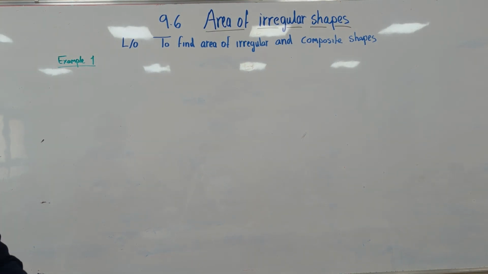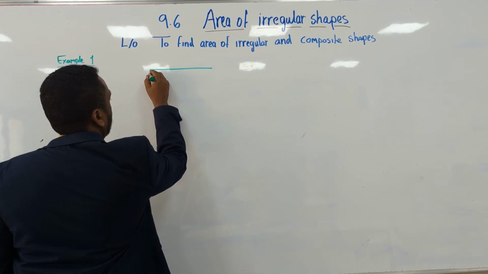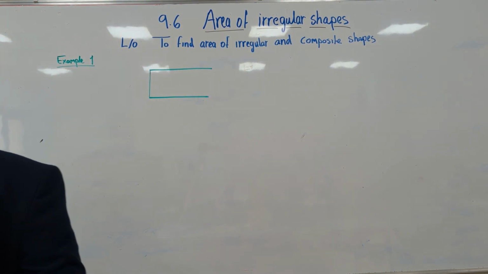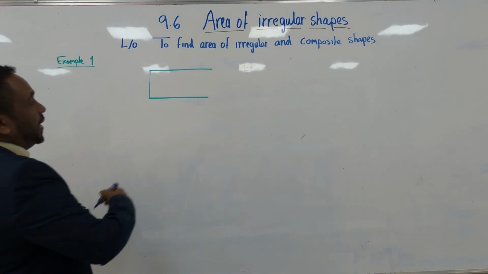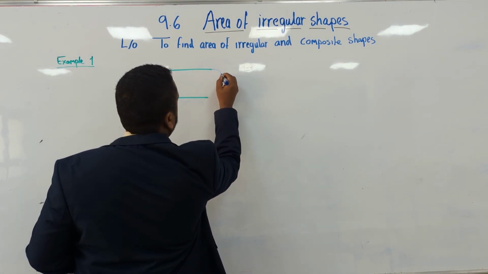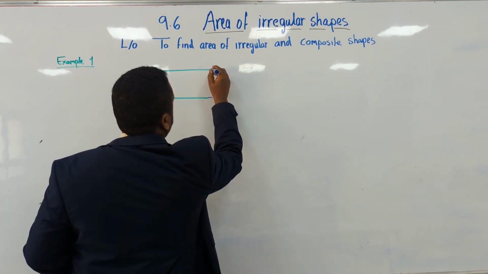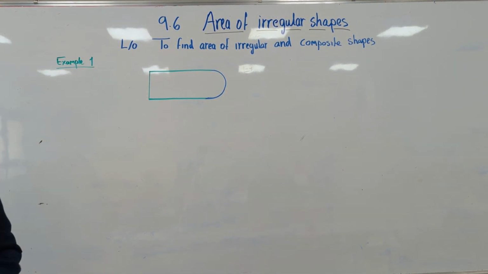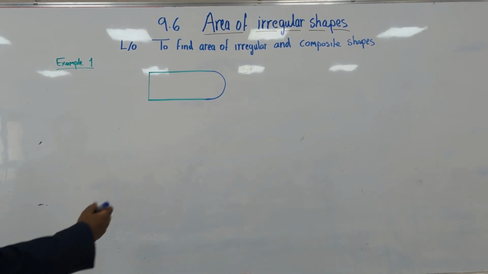So for example, if we have a shape you all know, what do we call this shape? Rectangle. But one side is not a rectangle anymore. It will have a circle. So how do we find the area of this irregular shape? So we will have the area here.